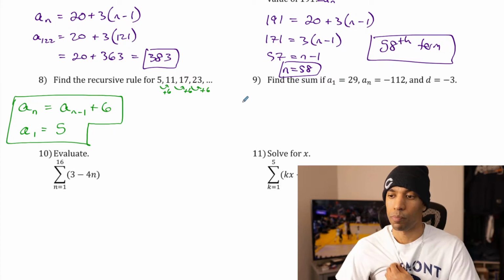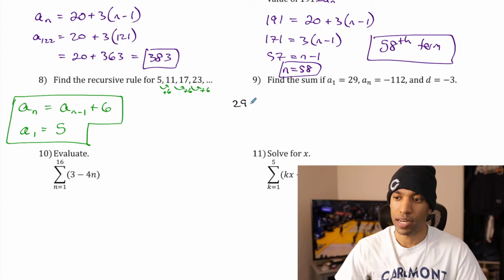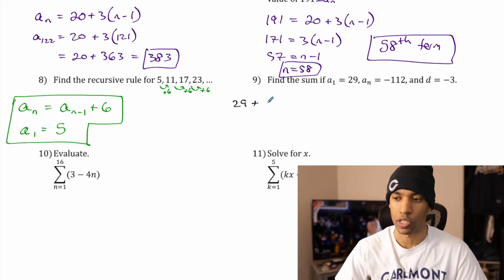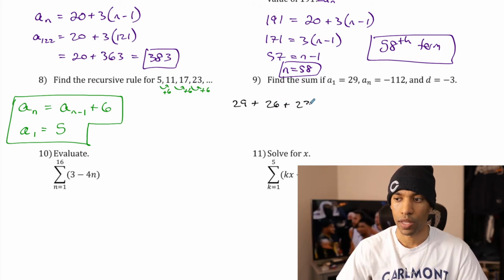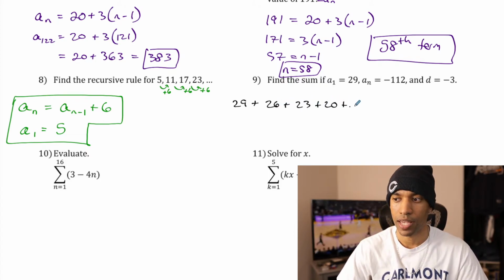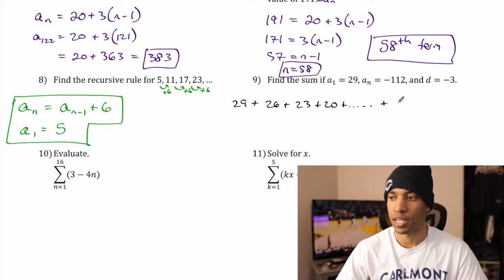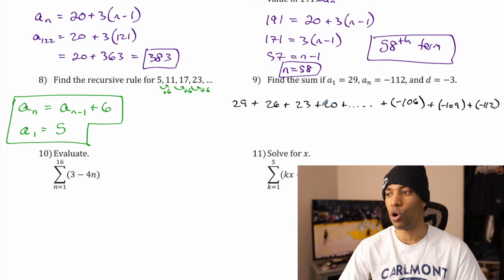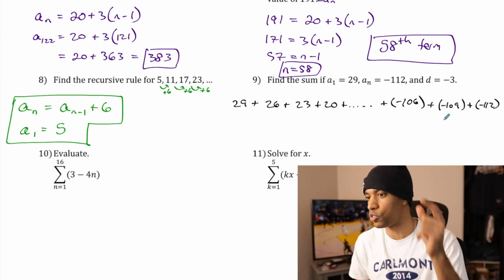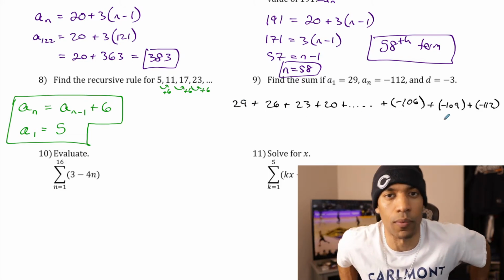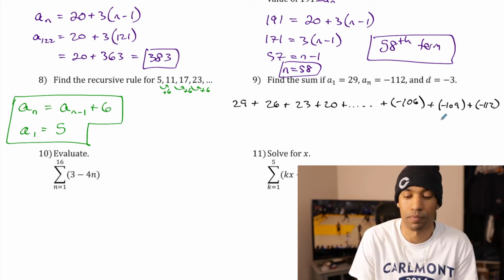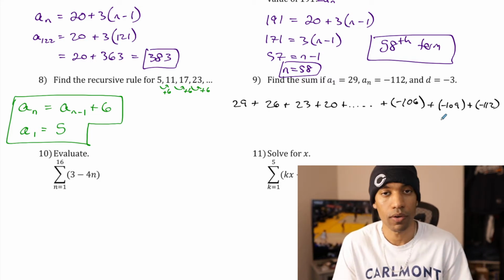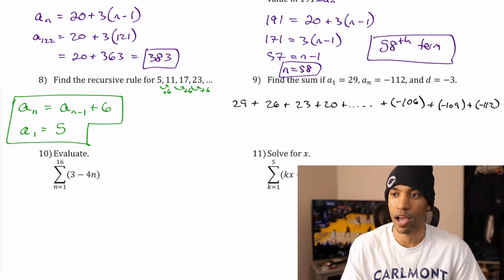As in, the first term would be 29. They're saying do 29 plus, what's 29 minus 3? 26 plus 23 plus 20 plus, and this keeps going. And this gets to negative 106 plus negative 109 plus negative 112. It keeps going over and over all the way through. So you keep subtracting 3, and I guess that's what's going on there. It's a lot of terms. How many terms? We don't know yet. We haven't gotten that answer. We have to figure out how many terms there are.